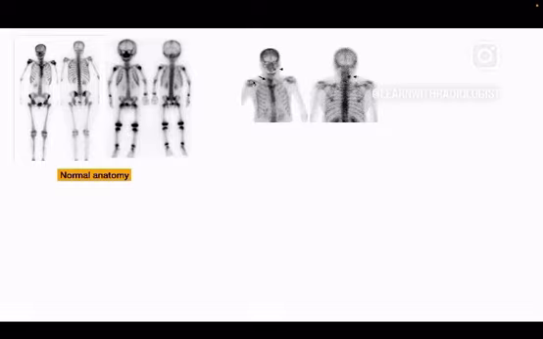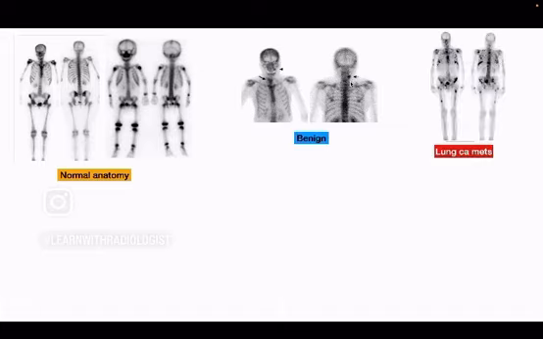So in this scan we can see there is increased uptake in the maxilla on the left side, as well as in the thyroid region and the spine in the posterior scan. So this type of uptake can be seen in the thyroid as well as the osteophytes of the cervical spine. This is the benign uptake.